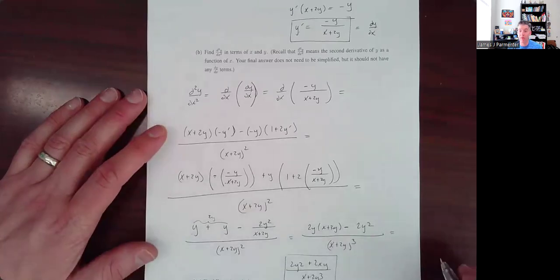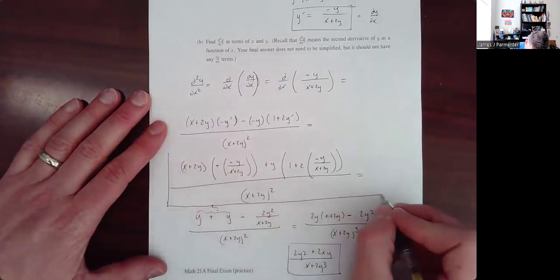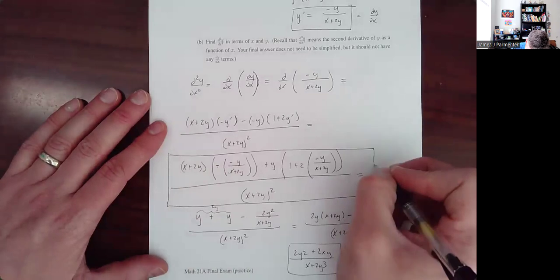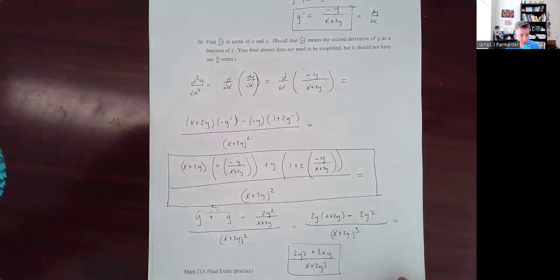You shouldn't do all this. You should stop right here. You get no extra points for simplifying it when it says do not simplify, or it does not need to be simplified.